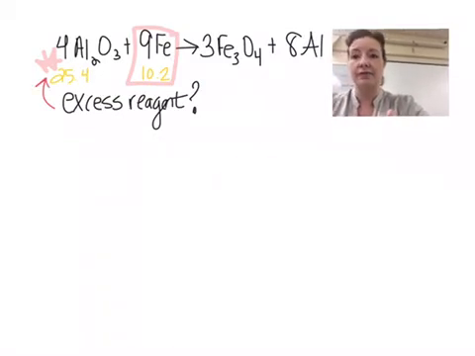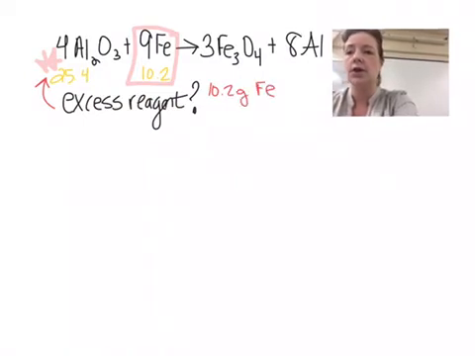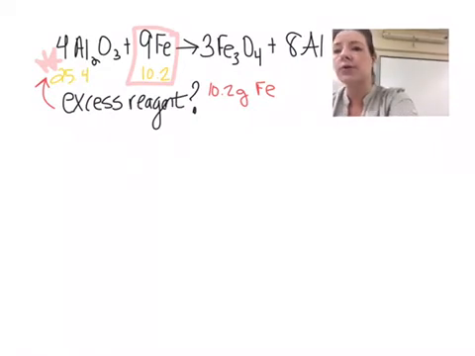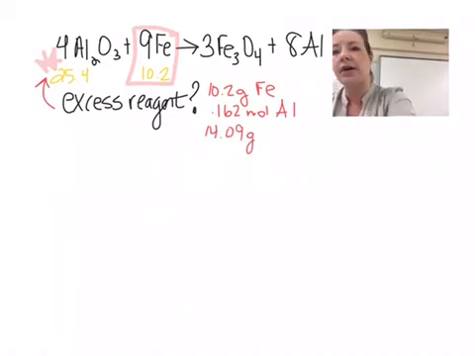Now we've got a lot of information. We've already determined from all of this that we're going to use all 10.2 grams of iron, because it's limiting us, so all of it's going to be used. We've determined that there's going to be 0.162 moles of aluminum made, and we've determined that 14.09 grams of iron oxide are going to be produced, okay?